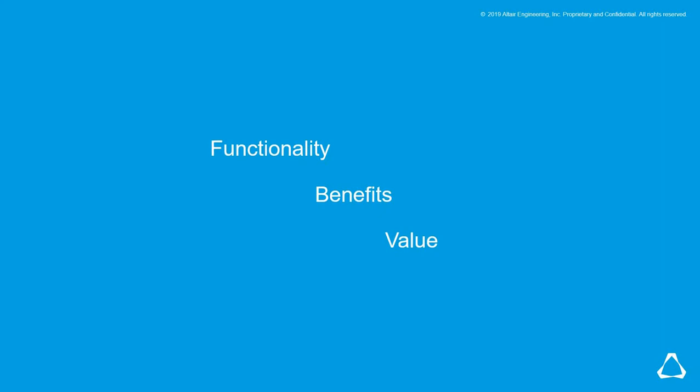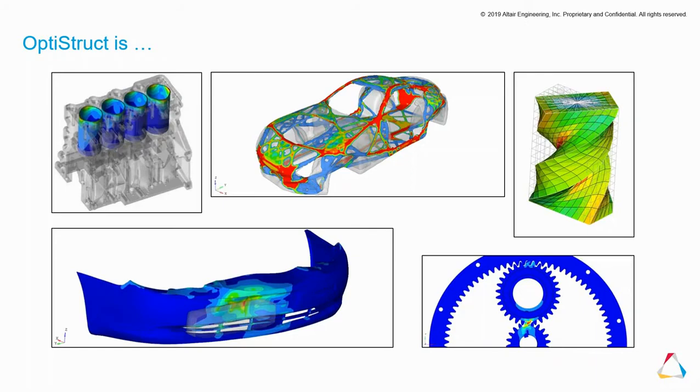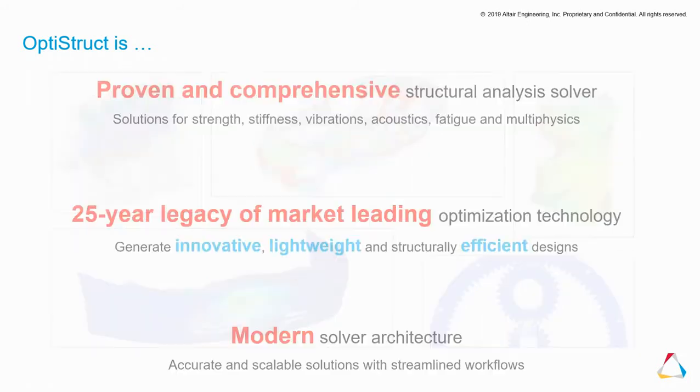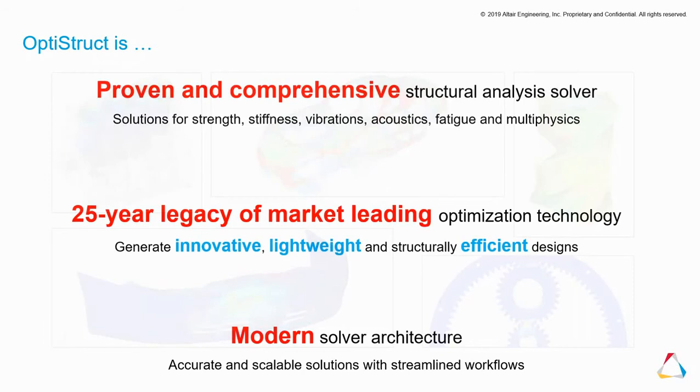Now, these are also the three reasons why one should look at an alternative solver for nonlinear analysis, such as OptiStruct. So I'd like to discuss these three factors in the context of OptiStruct during the course of the next half hour or so. So we start off with the functionality aspect. For those who may not be all that familiar with OptiStruct and its capabilities, what is OptiStruct? OptiStruct is a proven and comprehensive structural analysis solver.